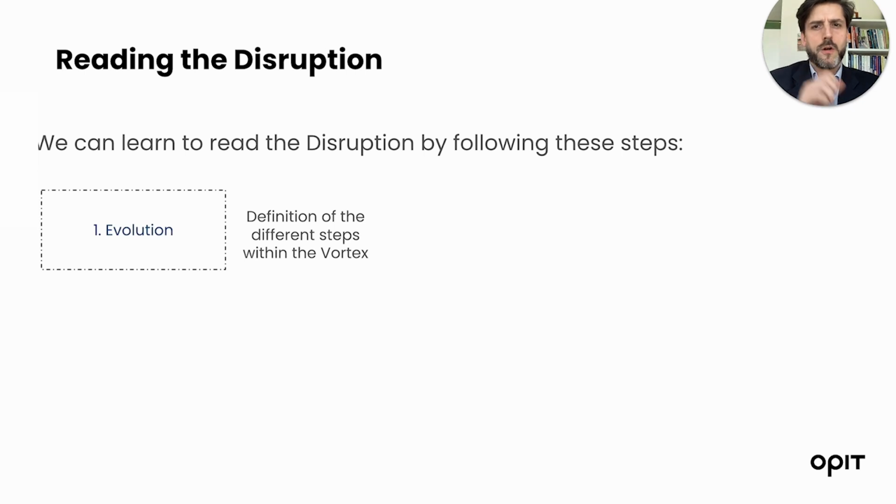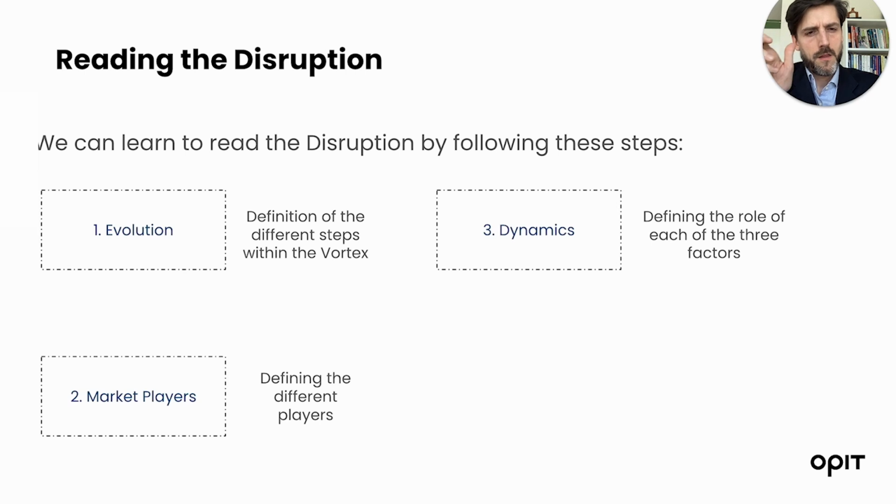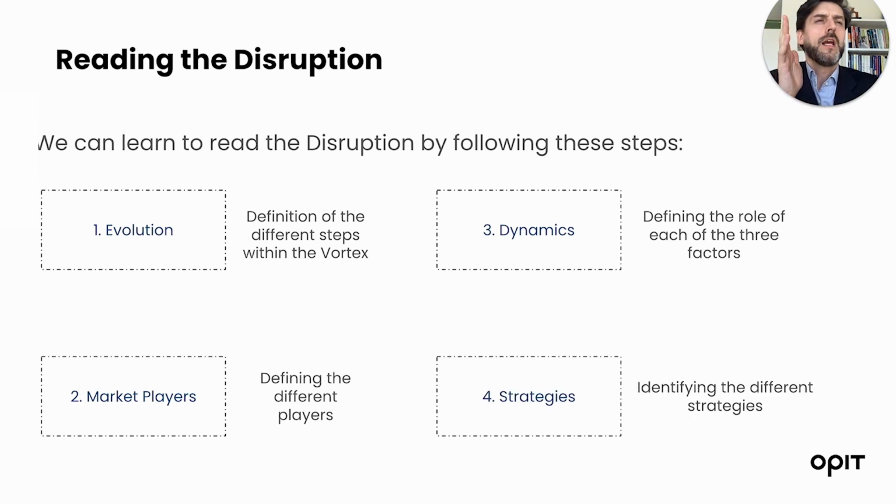Evolution, so learning the different steps and what is happening in the different steps. Marketplace, meaning to associate the different actors, the different players per each stage into the model. Then it's about the dynamics. So we learn which are the dynamics of the different factors that are related to disruption per stage. And finally, we associate the different service dominant logic strategies into the different specific stages of disruption.